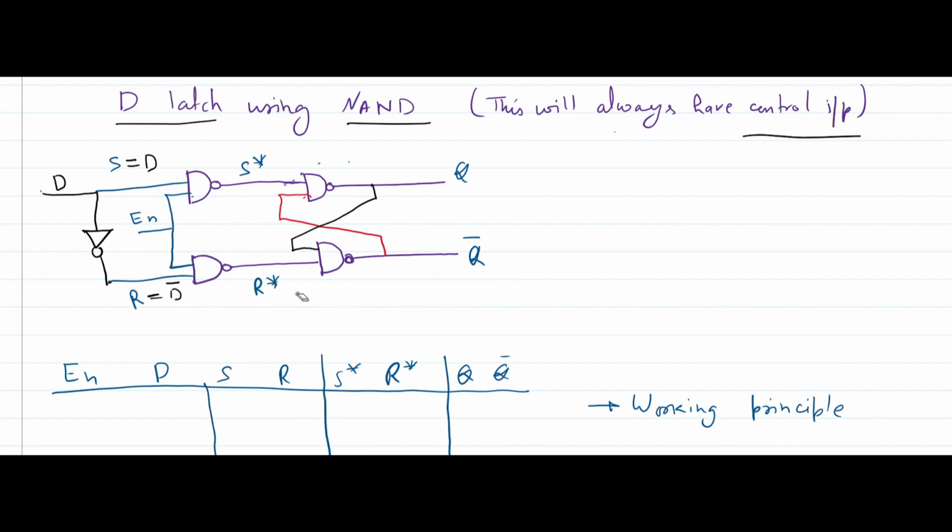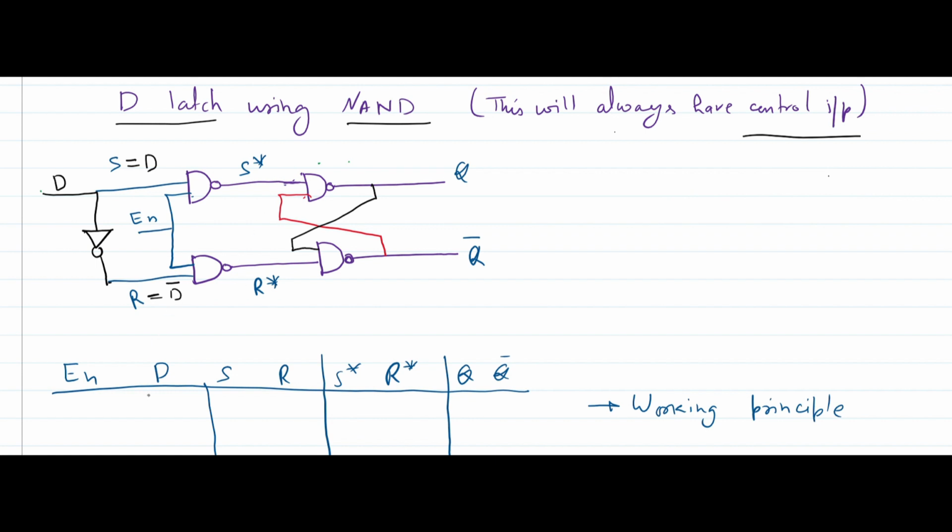One of the advantages of this D latch is that in D latch we will avoid that forbidden state. If you remember, in SR latch using control input we have one forbidden state. So that forbidden state should not be there, it should be avoided. To avoid that forbidden state we can use this D latch. Now let me see how it will work.